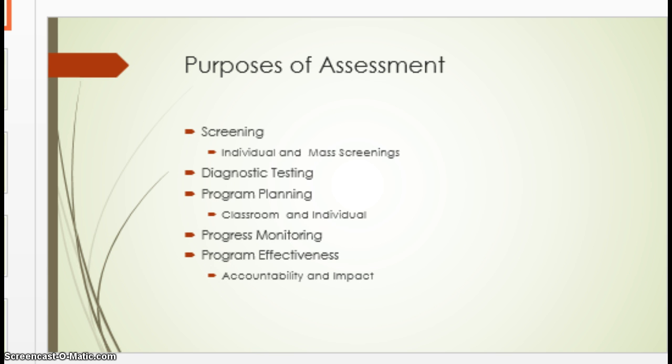There are several purposes for assessment. Some of these are involved with determining the abilities of individual children, while others focus on groups or entire programs. Assessment is also used to plan instruction as well as to determine programmatic effectiveness. We will discuss each purpose individually.